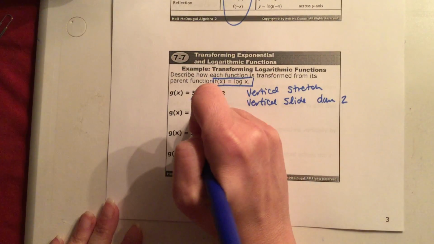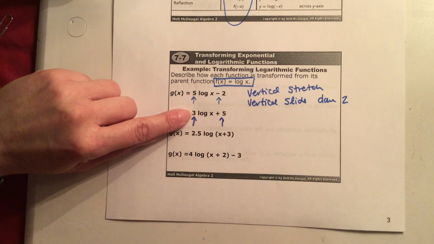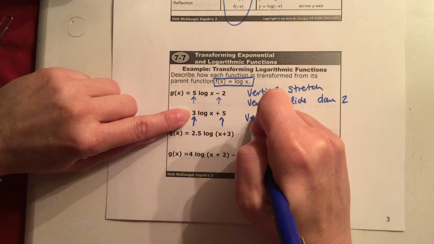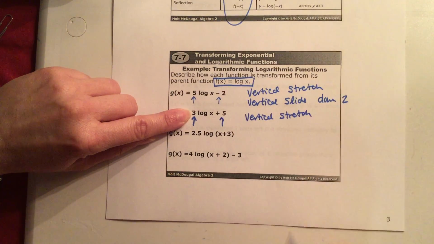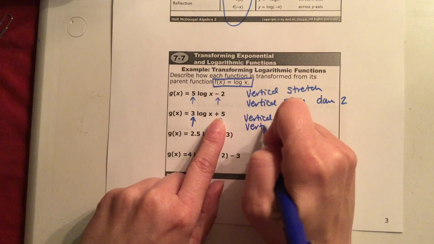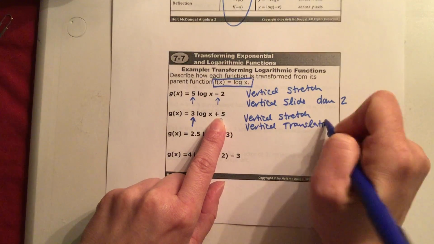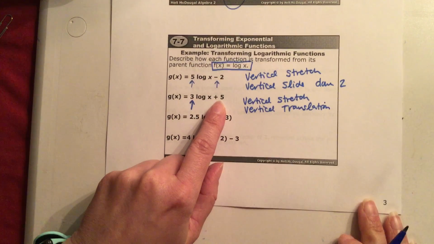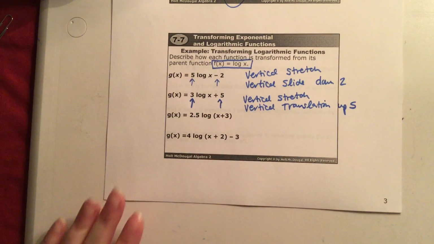Okay, here's another one. You multiply before you add. Again, 3 is larger than 1, so this is a vertical stretch. I'm adding at the end, not in parentheses, so this is a vertical translation or slide. Vertical lines run up or down, so it has to be up or down. If I'm adding 5, I'm going up 5.